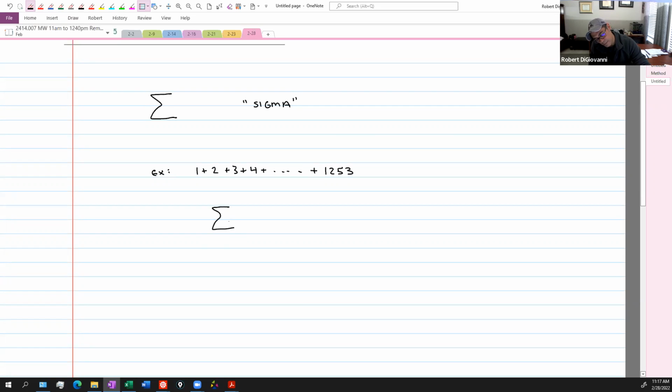I'd write sum. I could use any letter here, so I'll put K. K equals 1 is where I want to start, and I want to stop at 1253. And what I want you to do is add up whatever K is. So this number on the bottom is what we call the starting index. And then up here is the stopping index. And then this right here is kind of like the argument of a function. It's the thing that you're actually going to calculate.